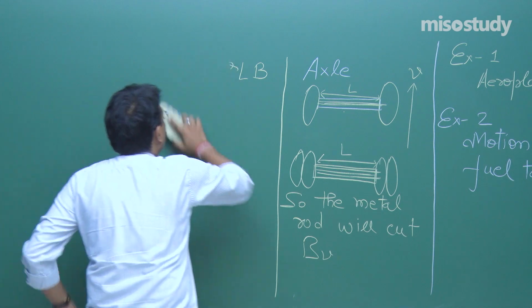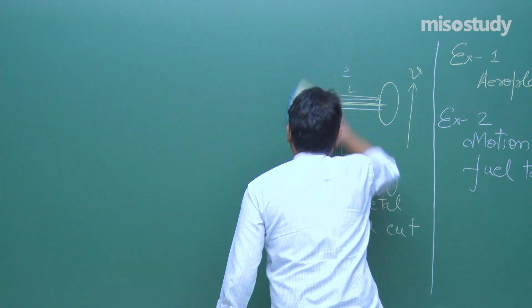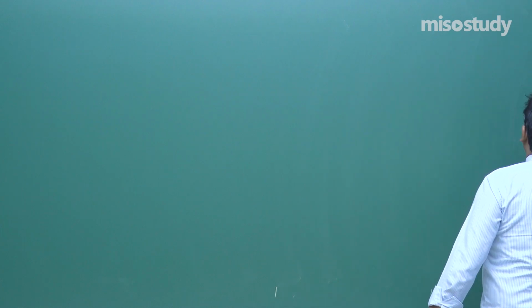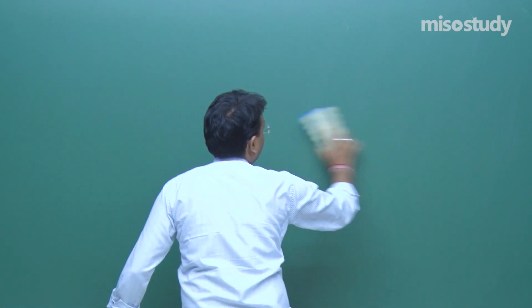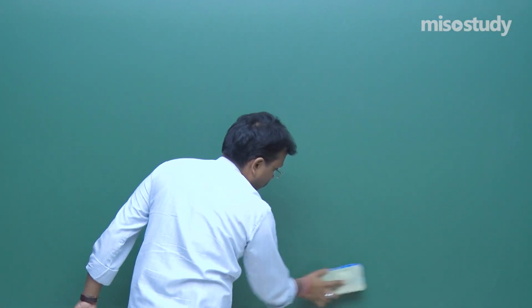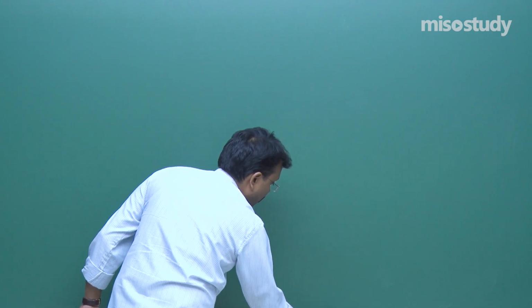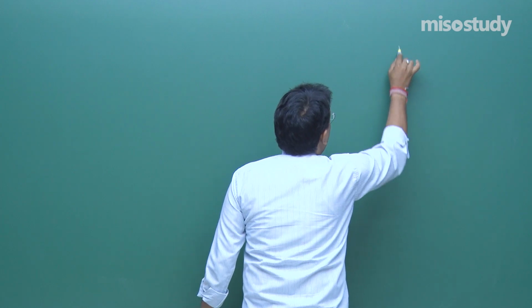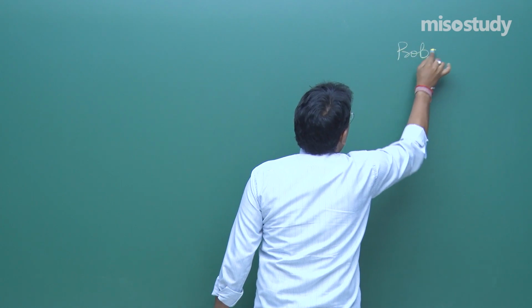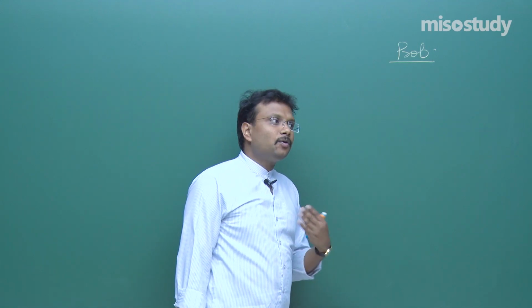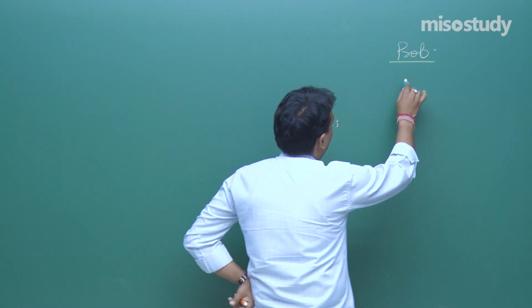Now, I would like to discuss a numerical for this particular situation. I think that will give you also some understanding of this very good and simple concept of motional EMF. Now, consider a situation. It is a problem or numerical. So, let me try to give some words to this situation.